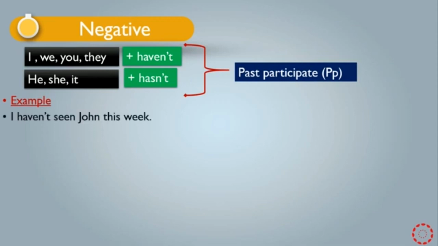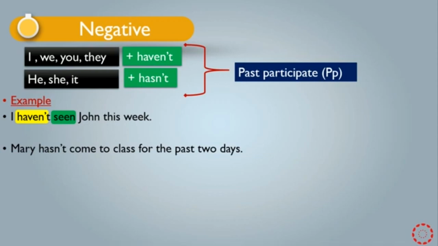For example, I haven't seen John this week. So haven't is followed by the subject, which is I, and seen, which is the past participle. Okay, I haven't seen John this week.